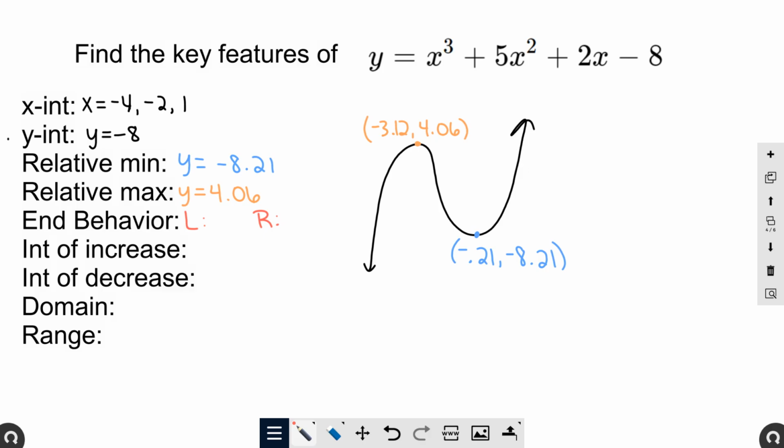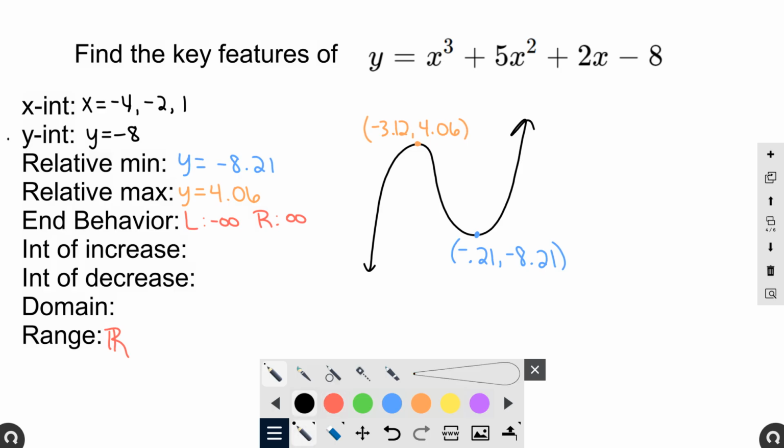All right. End behavior. We can just look at the graph for this. What happens on the left side? Down. So right side. Good. Left side's going down, negative infinity. Right side's going up, positive infinity. Knowing that information, we can answer our range. What's our range going to be? All real numbers. One side goes down, one side goes up.